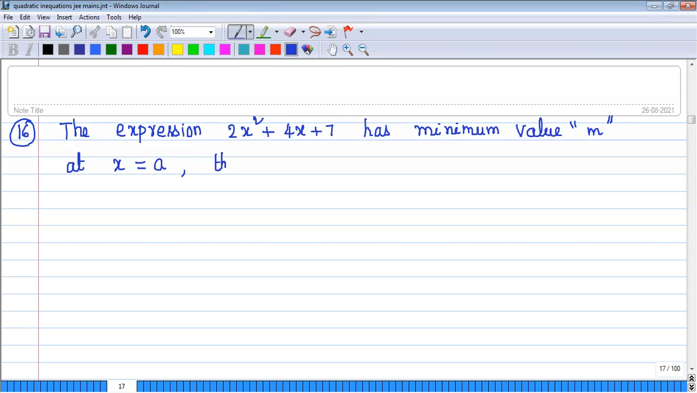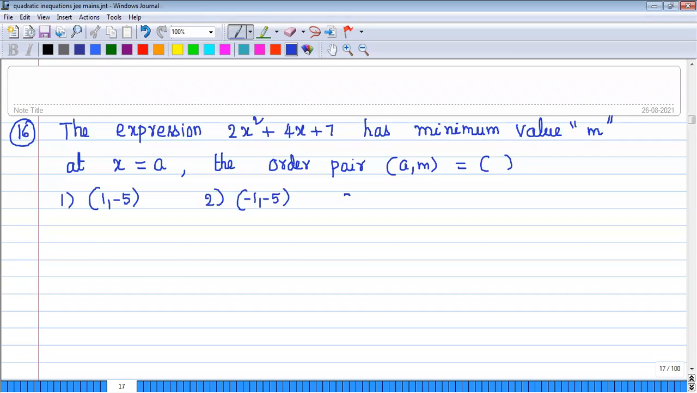The ordered pair a comma m is equal to: first option 1 comma minus 5, second option minus 1 comma minus 5, third option minus 1 comma 5, fourth option 1 comma 5.